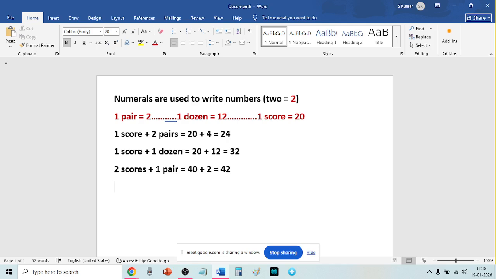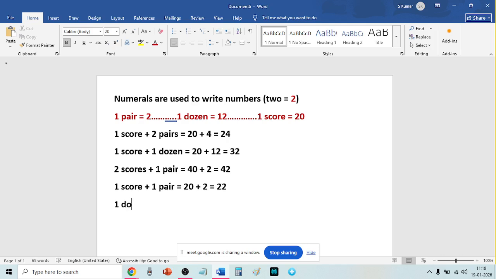Okay. 1 score plus 1 pair. 1 score and 1 pair. 22. But say it as 20 plus 2. 1 score 20 plus 1 pair 2. Always say like this. That is 22.